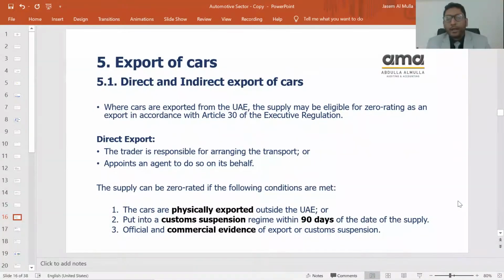The number one is the direct export, and the second one is the indirect export. In a direct export, the seller is responsible for the transportation of the cars, or he appoints an agent on his behalf to do so. And what are the conditions under the direct export to categorize the export as zero rated? The number one, the cars must be physically exported outside the UAE, or the cars are in customs suspension regime within the 90 days from the date of supply. Apart from that, the seller must get the commercial evidence of export or of the customs suspension.